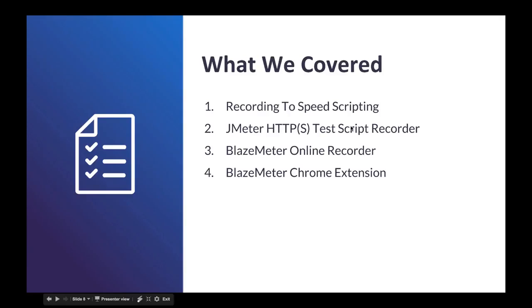So let's review what we covered today. First of all, we talked about how recording really helps to speed scripting. You know, recording is not a magic cure-all that creates tests you can always run right away, but it definitely speeds the process of building up a test plan, particularly when you've got a complex flow to work. Then we looked at 3 different ways to do recording. First, we looked at the JMeter test script recorder, which is the function built into JMeter. Then we looked at the BlazeMeter online recorder, sometimes also called the BlazeMeter proxy. And finally, we looked at the BlazeMeter Chrome extension, also known as the BlazeMeter plugin. Well, let's move on to homework.